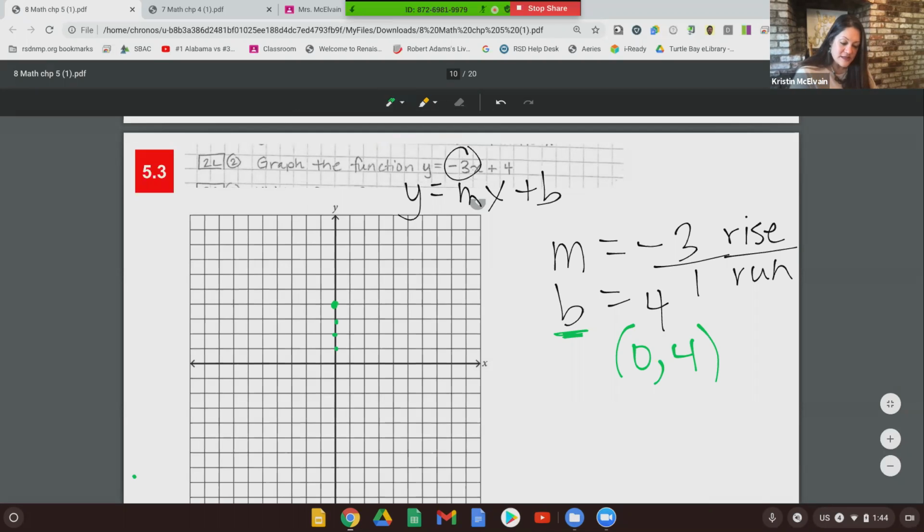All right, so then I need to do my slope, which is -3 over 1. So I'm going to go down 3, 1, 2, 3, and run 1. Down 3, run 1. Then, I don't have a straight edge. What can I use? Oh, this will work. All right. And then I'm going to connect those.